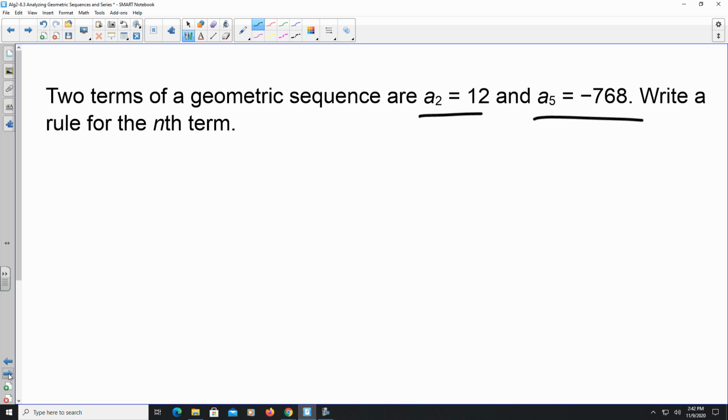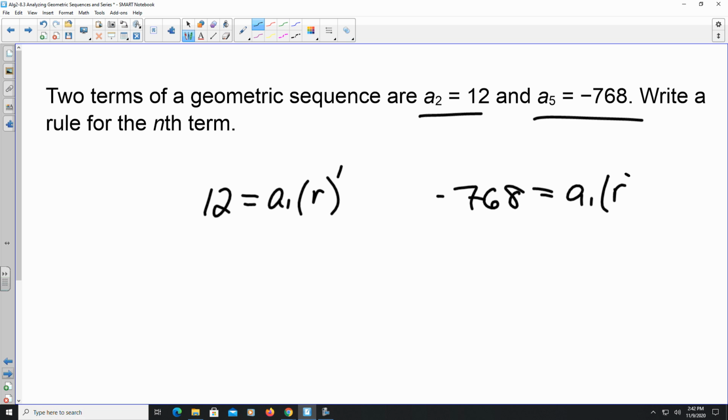So I'm going to rewrite these 2 terms with respect to the rule formula. So in the first one, it's going to be 12 is equal to a sub 1 times r, raised to the 2 minus 1 power, which is just going to be r to the first. The second one is going to be negative 768 is equal to a sub 1 times r raised to the 5 minus 1, which is 4.